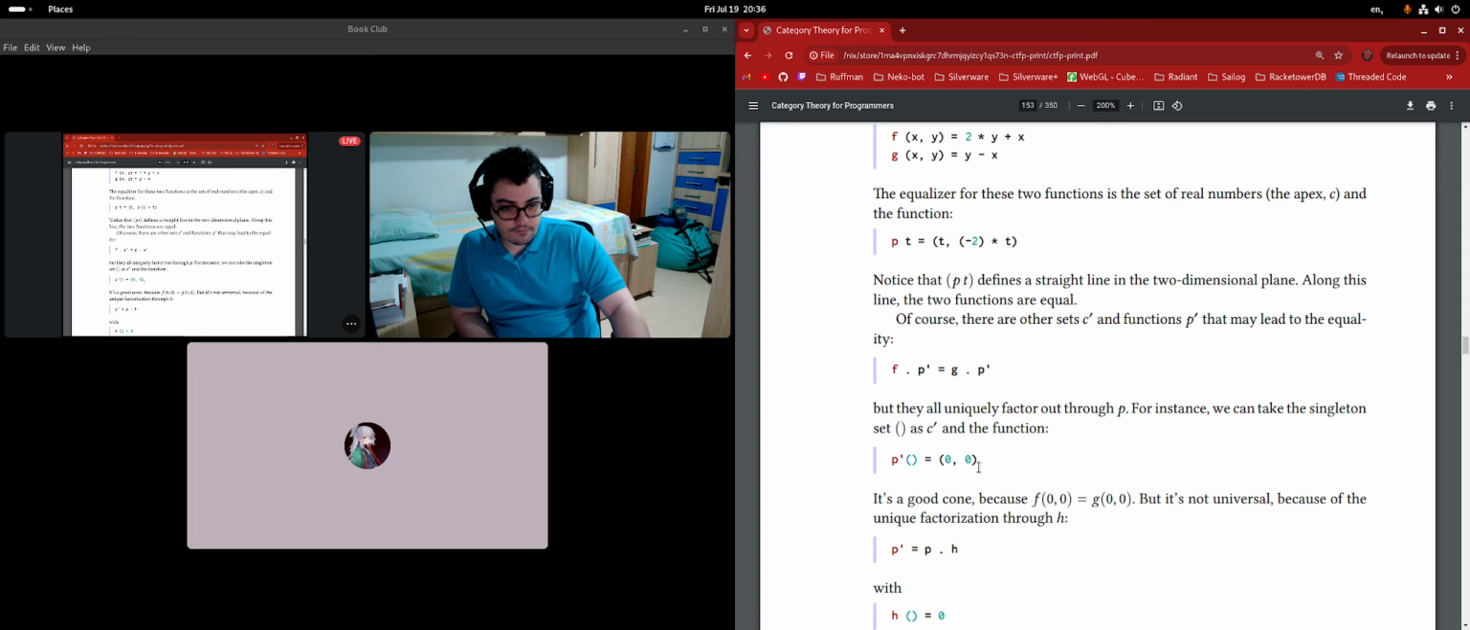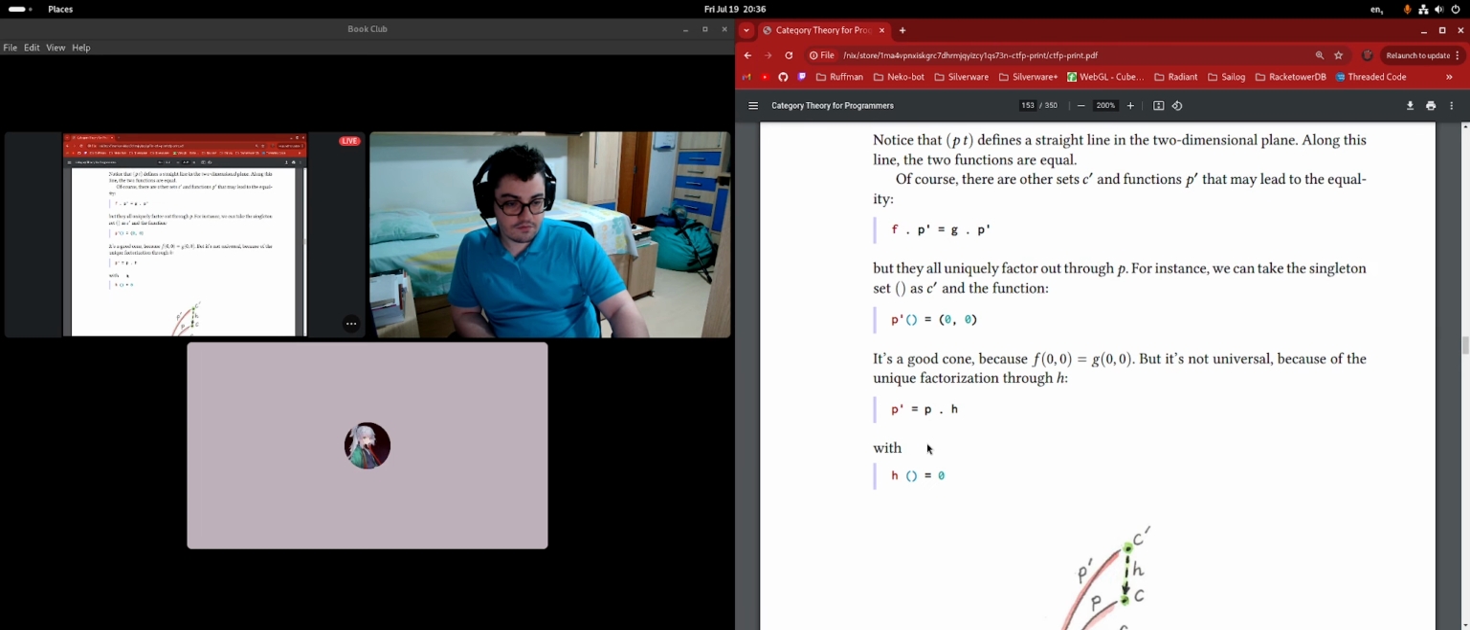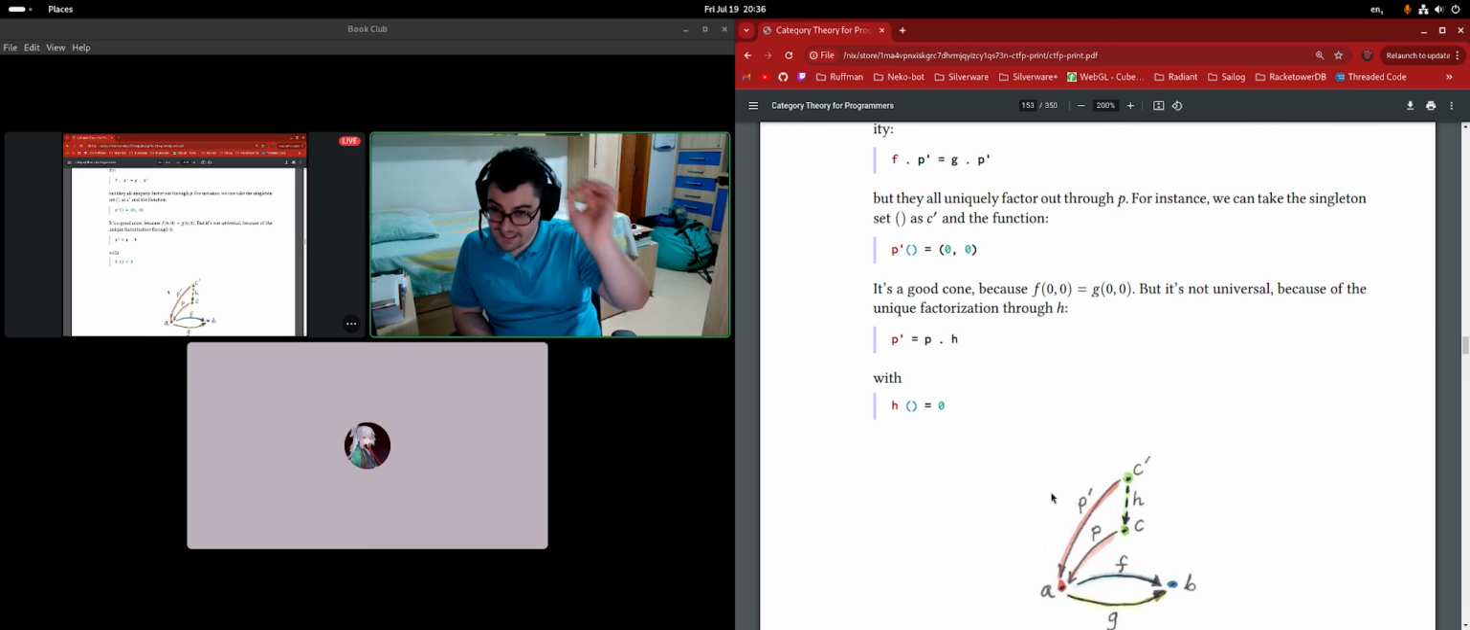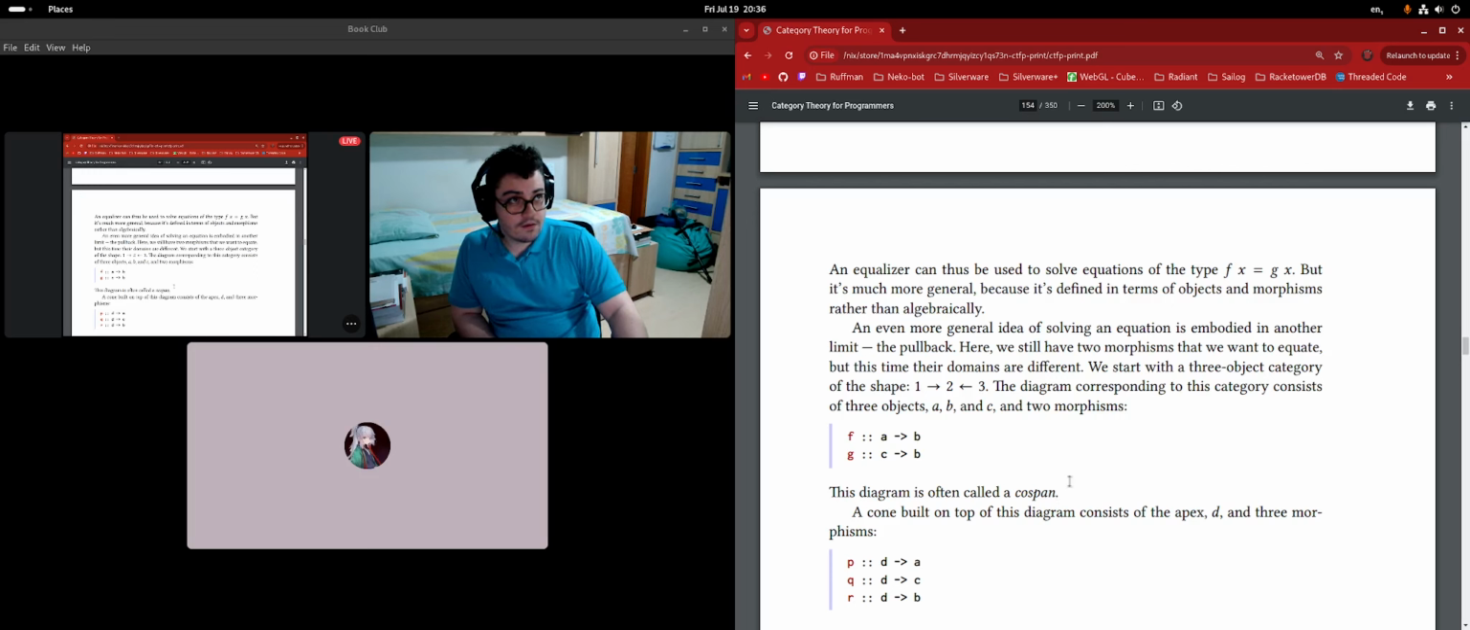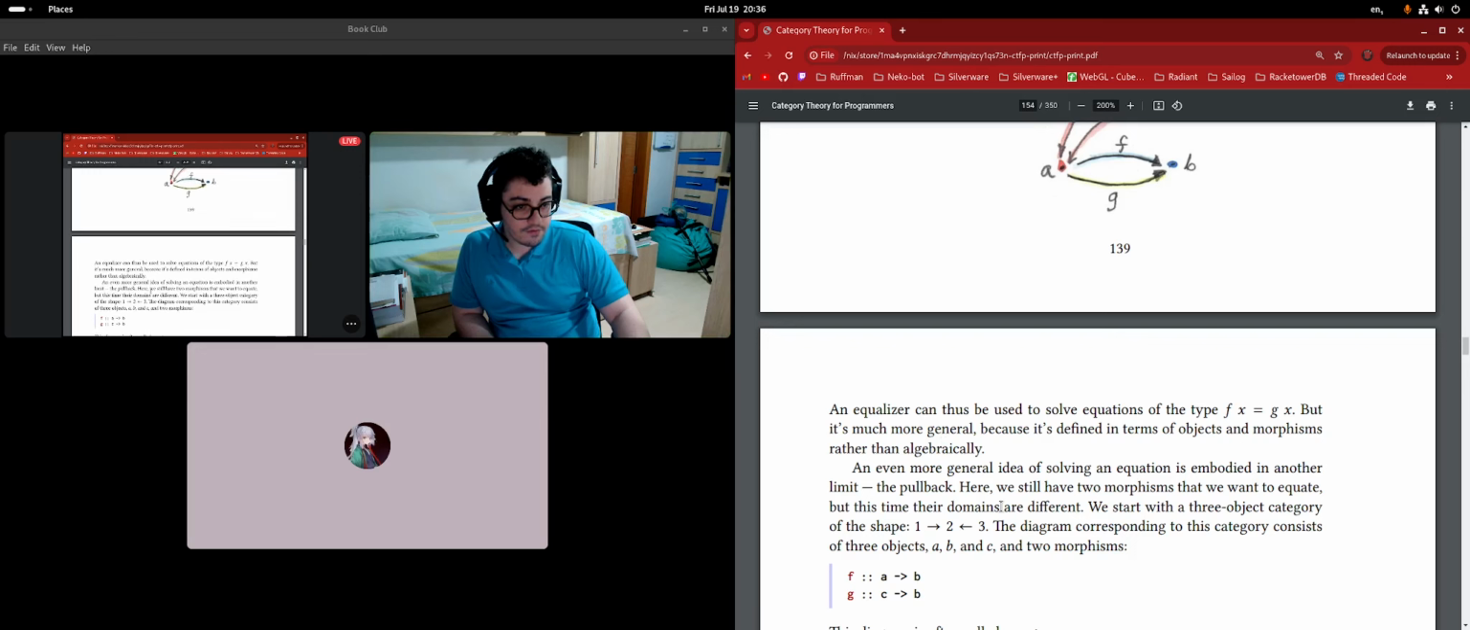So let's suppose that we have this P here. It's a good cone because this is equal to this, but it's not universal because of the unique factorization through H. So this is the same trick that we use to define products and coproducts. It's exactly the same, and by extension, the same trick that we use to define limits. Which is what I just said. So he just said it, but not up here, down here. It's much more general because it's defined in terms of objects and morphisms rather than algebraically.